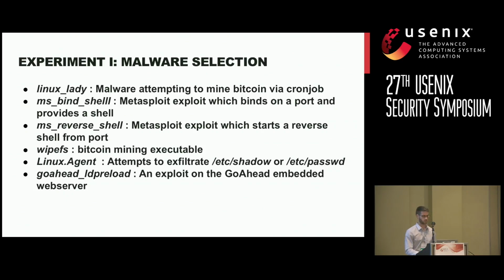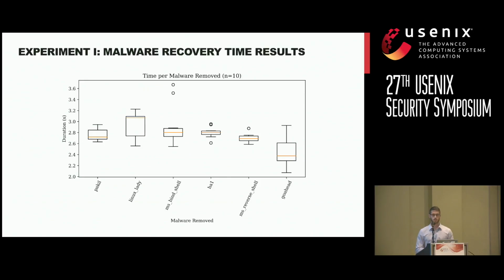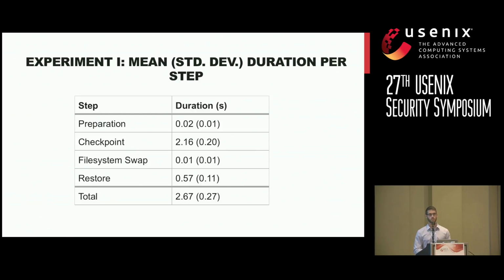Just to summarize some of the malware that we used here, I'll let you read the slide, but essentially there's some that are mining Bitcoin. There are some Metasploit exploits that try to run shells on ports or reach back using reverse shells. And there are some vulnerabilities in things like the GoAhead web server that can be exploited to run arbitrary code. In all cases, the malware is able to be removed, and it takes right around 3 seconds in every case. In terms of the duration for each of the steps, the checkpoint is the dominant time, but there's also some time for restore, and the file system swap and preparation are negligible in the scheme of things.